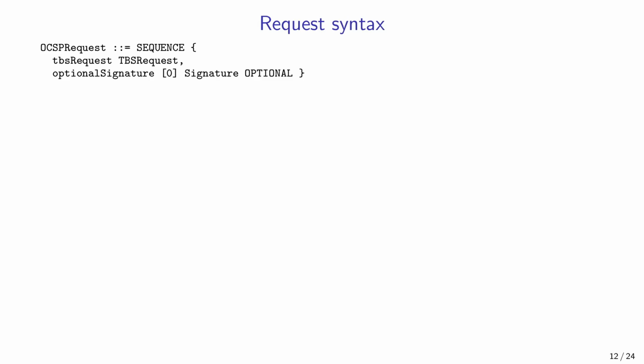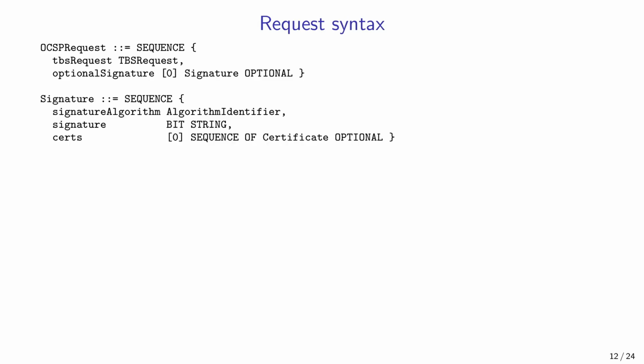Let's look at the request. What we see here is a to-be-signed request, which optionally can be signed. Usually OCSP servers accept anonymous requests, so there is no need to sign them. But signing is supported and may be useful if the OCSP service wants to accept only authorized requests. So in case the request is signed, the field contains signature algorithm, signature, and optionally the signer's certificate chain.